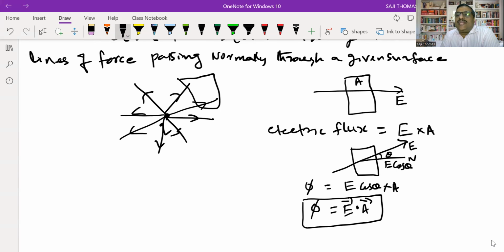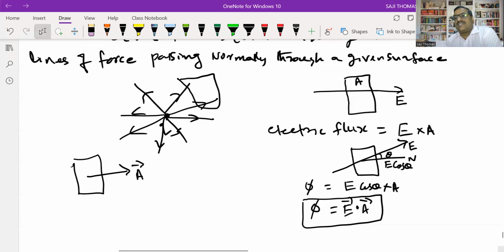The direction of area vector is the outward normal. Okay. So suppose this is a surface. This outward normal is the area direction. Inward normal, you take negative area. Outward normal, you take positive area. It is the convention. Okay. So you remember from here onwards in this chapter, we consider area as a vector. What is the direction of that area vector? Outward normal.